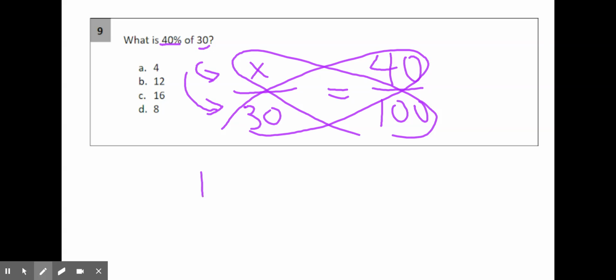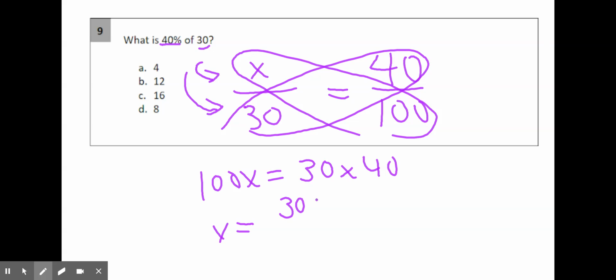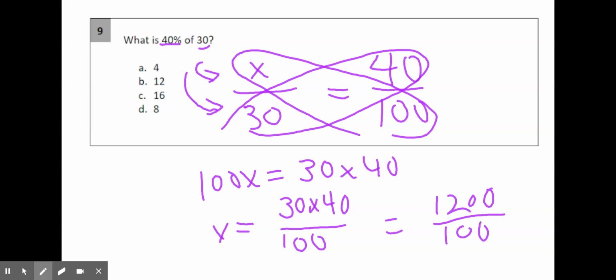So our math problem here would be 100x equals 30 times 40. To make it a little easier for you, we do x equals 30 times 40 divided by 100. And that just gives us 1200 divided by 100, which equals 12. And the answer is 12.